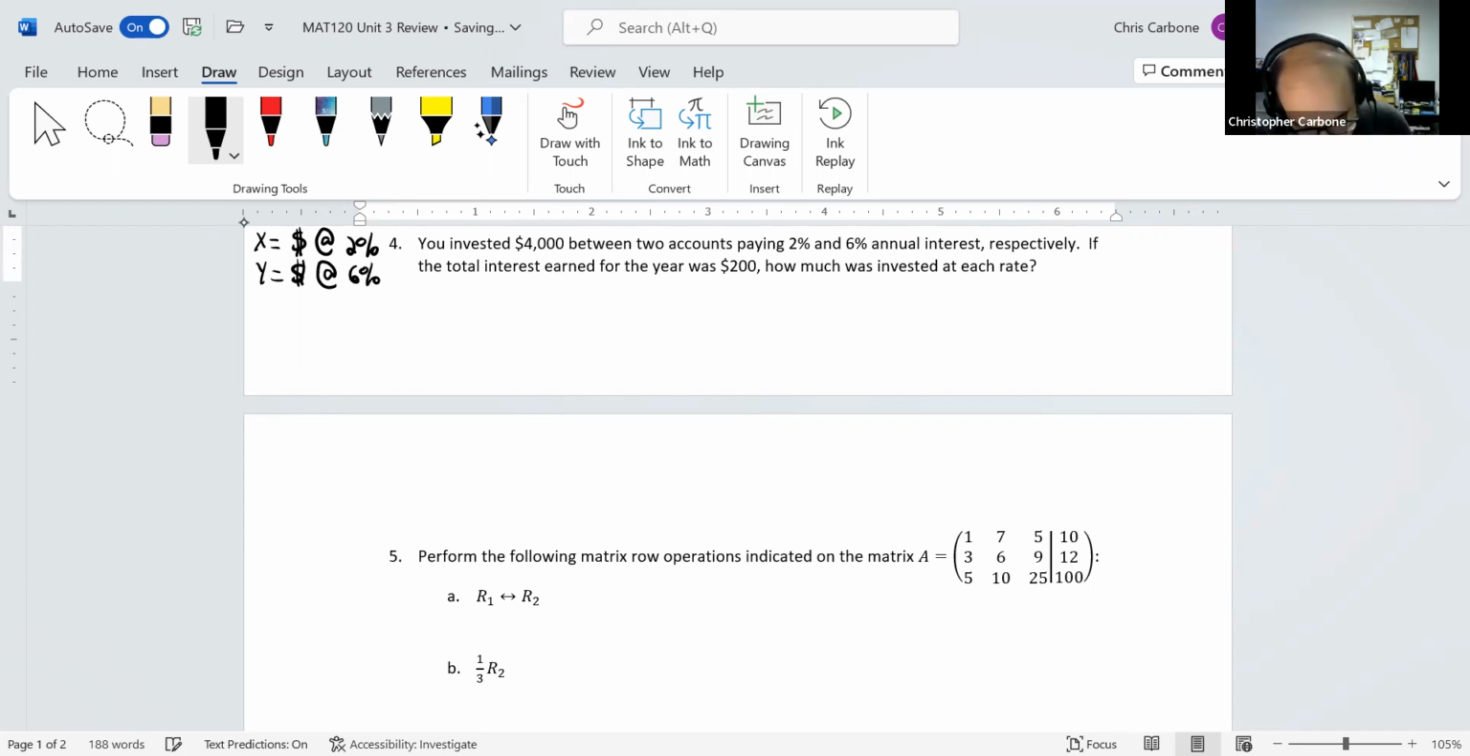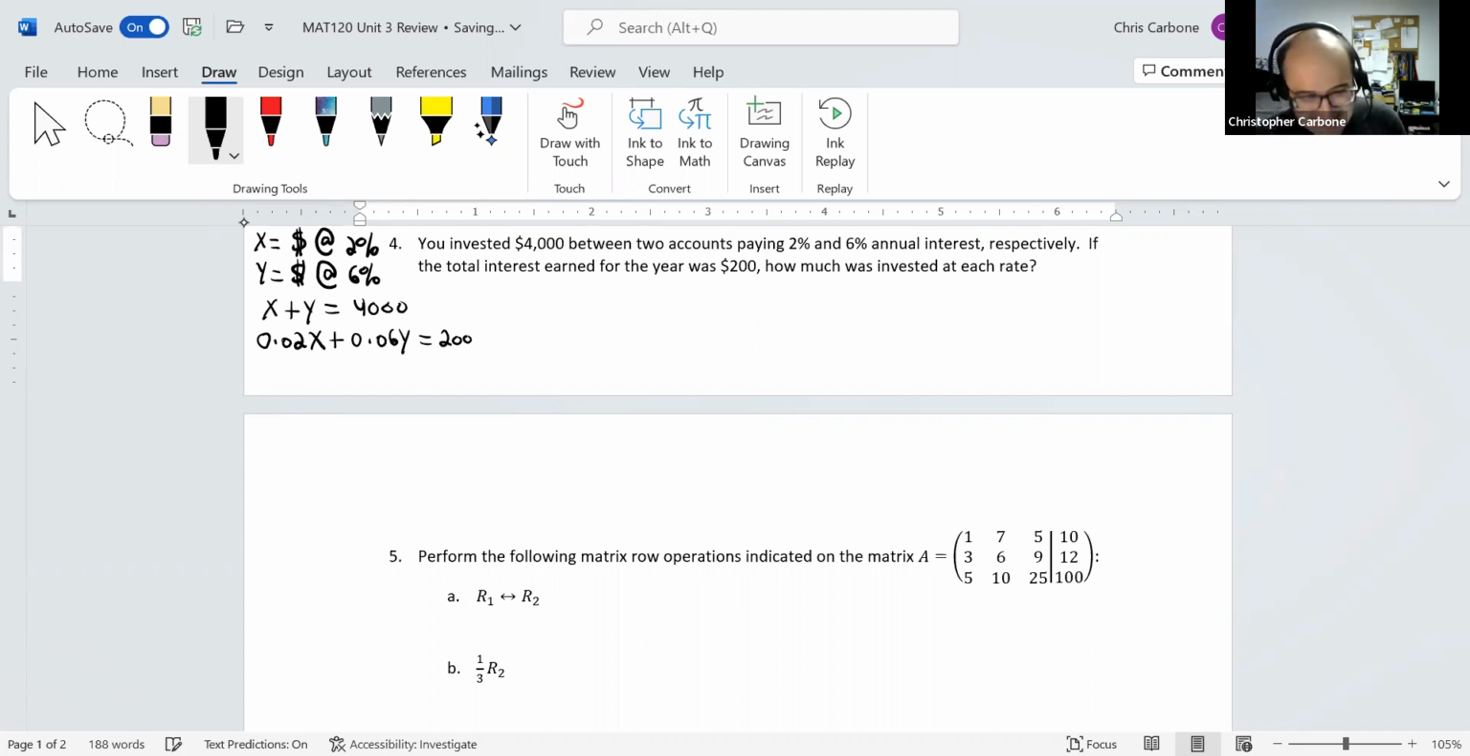So when we add the two of them together, we are supposed to get $4,000. So X plus Y is equal to 4,000. To get the second one, for the interest earned, we need to take 2% of X, so 0.02X, plus 6% of Y, 0.06Y, is equal to the $200.